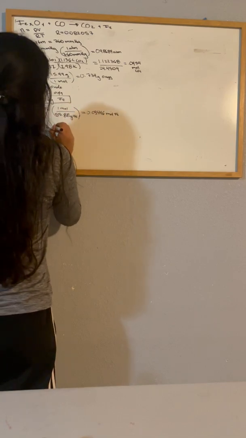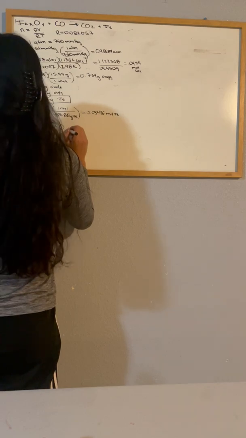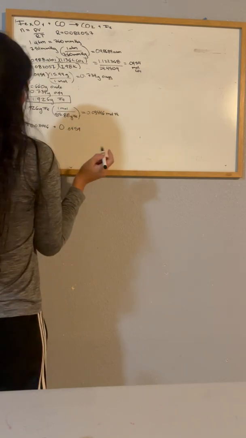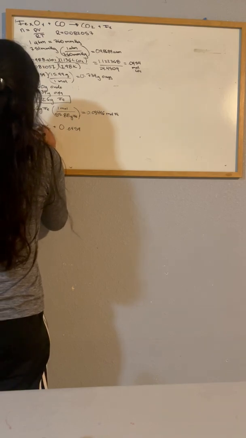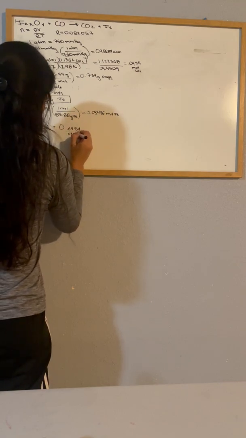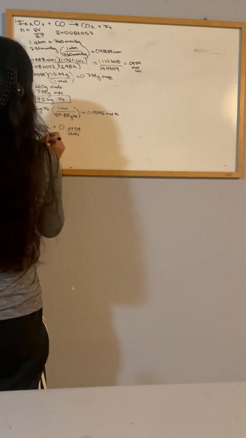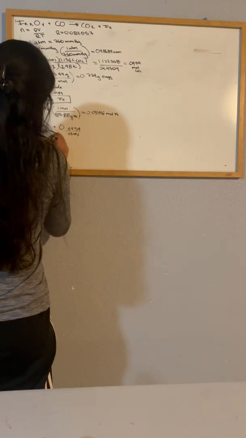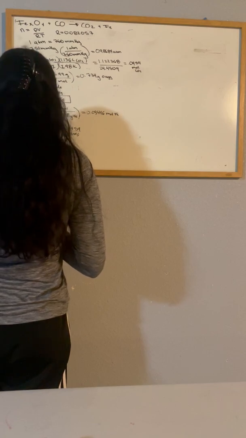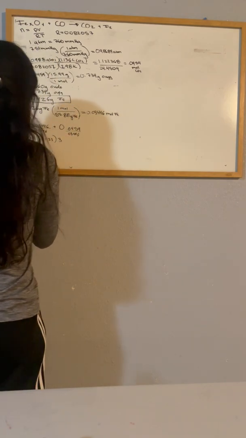So we know that iron is 0.03446 plus oxygen, which is 0.0459. Now we're going to divide by the smallest number, which is our iron, 0.03446 divided by 0.03446. We get iron is 1. Oxygen, however, is 1.33. Let's check that real quick: 0.0459 divided by 0.03446.